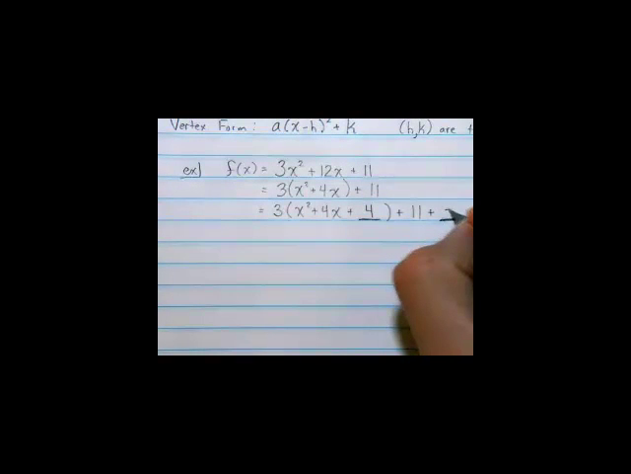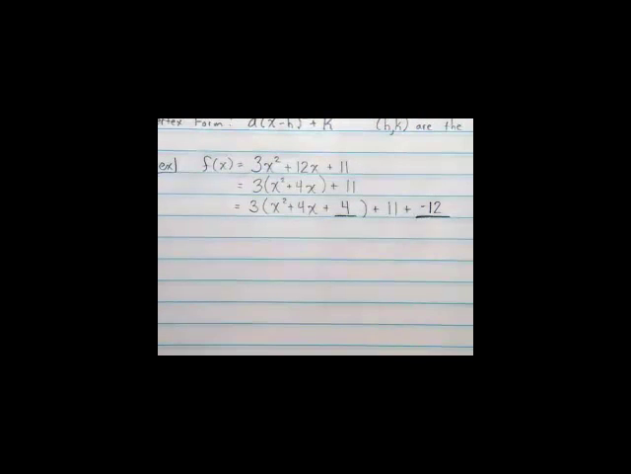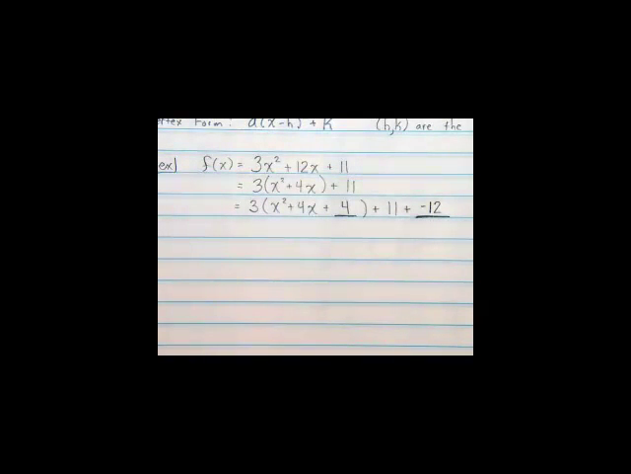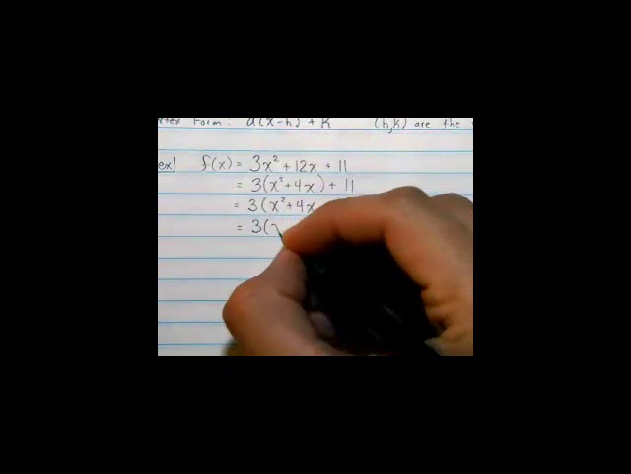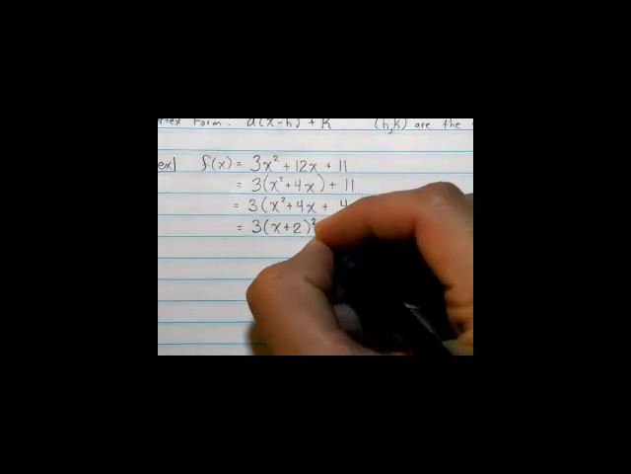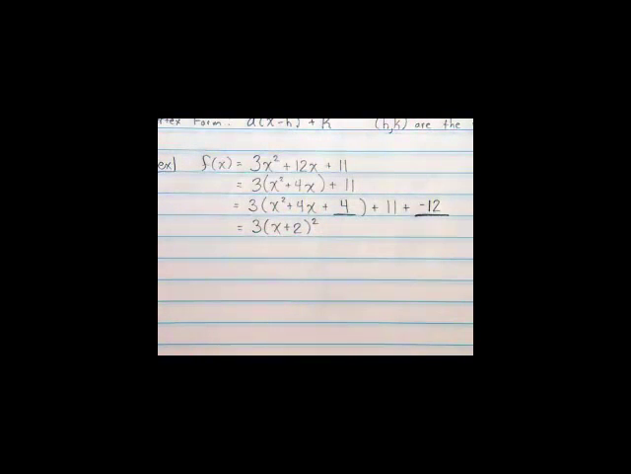So, yeah, that's got to go there. Okay, and so now I can simplify a little bit. First of all, x squared plus 4x plus 4, what is that written as a perfect square? X plus 2 squared, right? So 3 times x plus 2 squared. And then I've got this plus 11 minus 12. So what's that? Minus 1. And voila, I have it in vertex form.